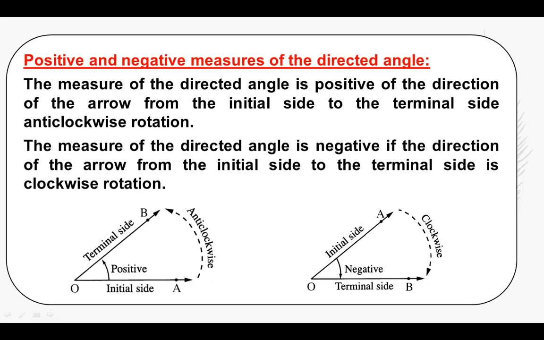So the measure of the directed angle is negative if the direction of the arrow from the initial side to the terminal side is clockwise rotation.